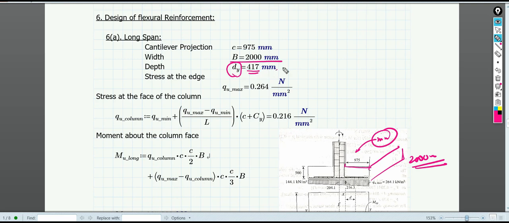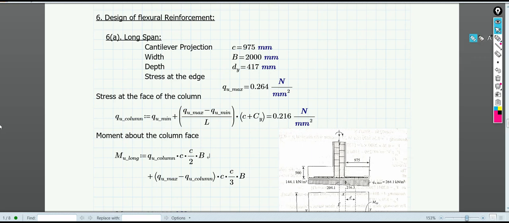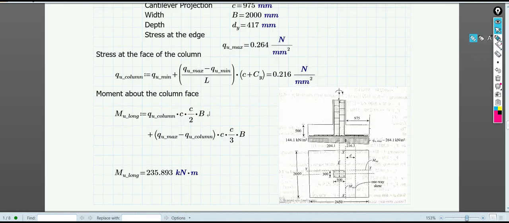Then the thing is that you first need to know where exactly you will be calculating the moment, because as you can see here, this is the footing diagram. And you already know that for one way shear it is at a distance d, for punching shear it is at a distance d by 2, and for moment calculation, the critical face will be at the face of the column.